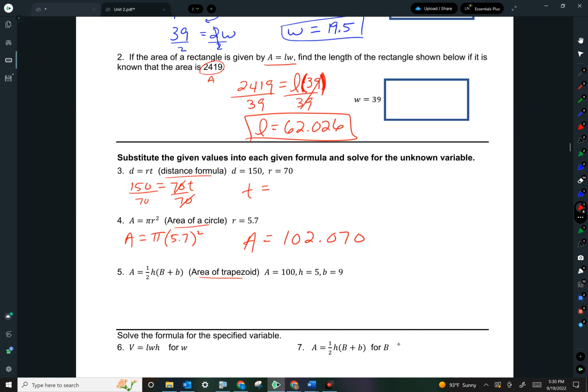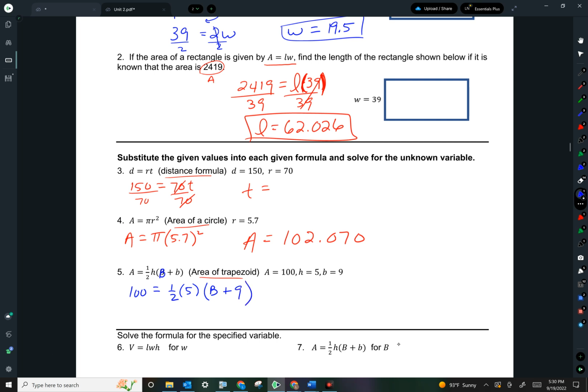Okay, so look at number 5. This represents the area of a trapezoid. So I'm going to plug in everything they give me. In place of A, I'm going to put 100. So 100 equals 1/2. H, they tell me, is 5, so that's going to be 1/2 times 5. And then capital B, they don't tell me, so that's the one I'm trying to solve for. So I'll leave my capital B. Plus little b is 9.